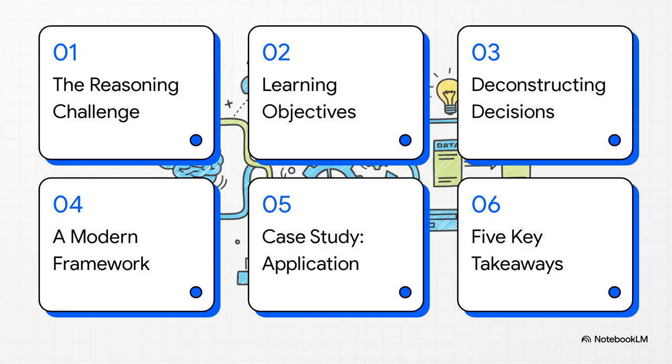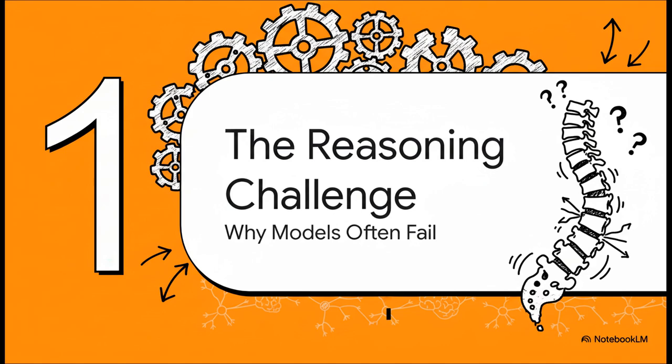So, here's our game plan for this explainer. First, we'll outline the big reasoning challenge. We'll set some clear learning objectives. Then we're going to deconstruct our own decision-making process. After that, I'll introduce you to a modern reasoning framework that is a real game changer. We'll apply it all to a case study, and then we'll wrap up with 5 key takeaways you can use in the clinic tomorrow.